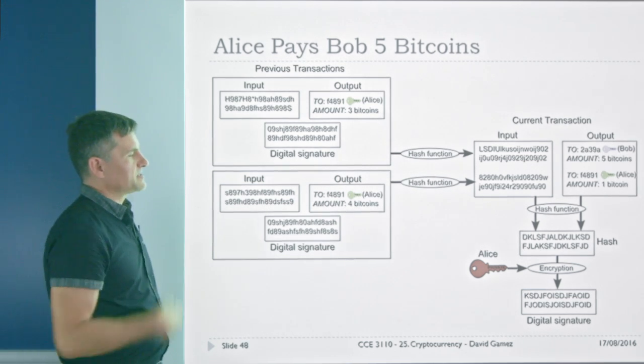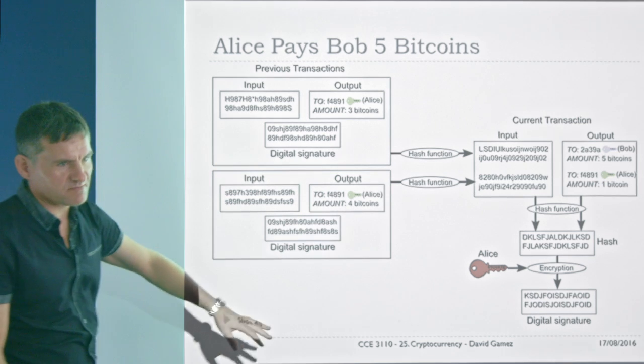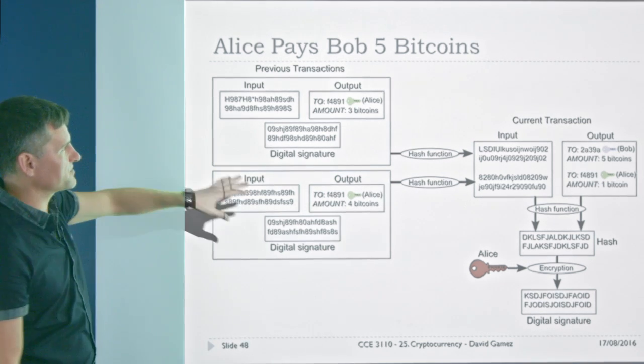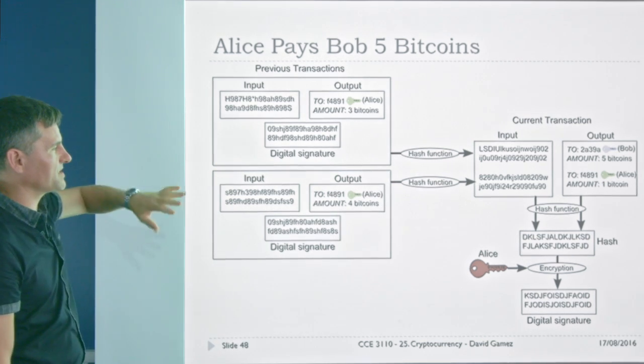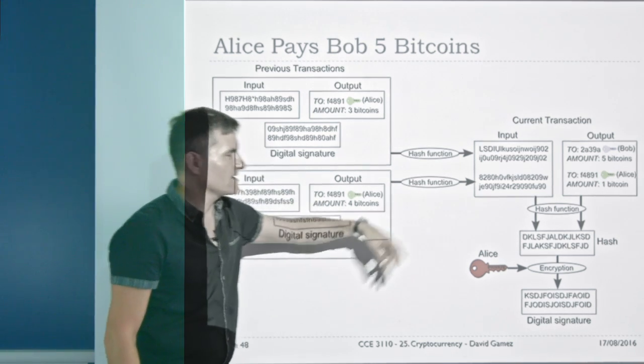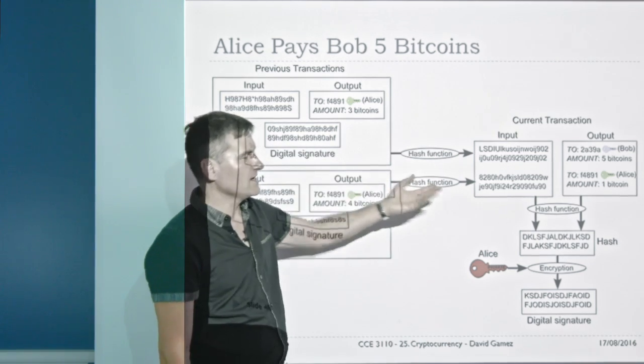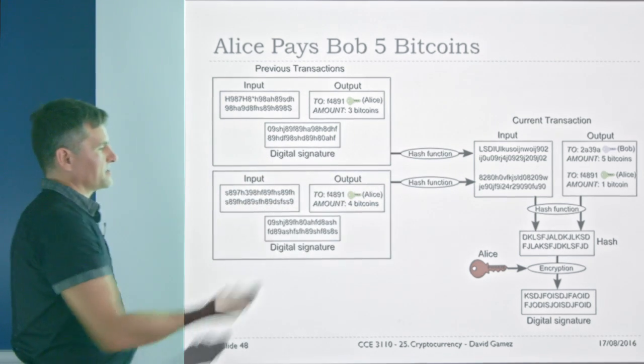And this can be repeated and so on and so forth. So it's just an indefinite chain of transactions stretching back in time. Now we've shown you how you can create one transaction. Now I'll explain how Bob can spend the money that Alice transferred to him.